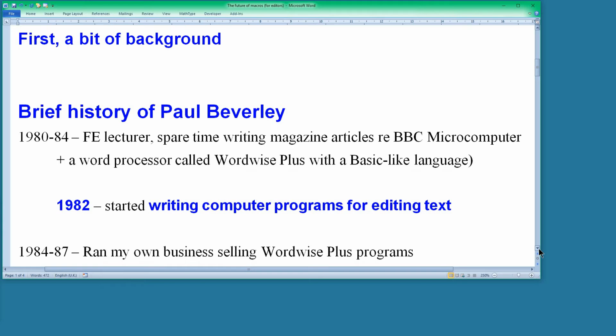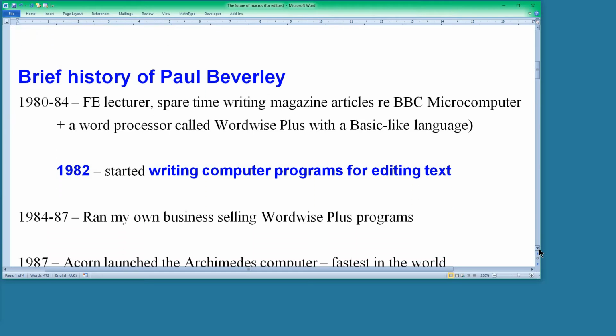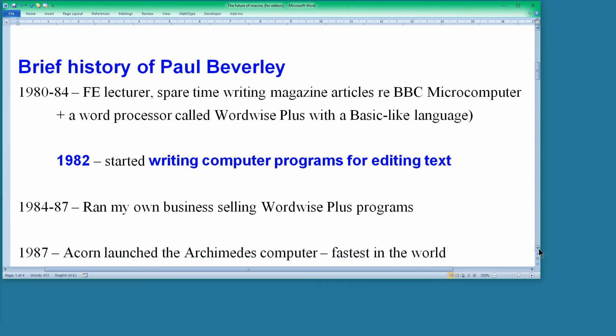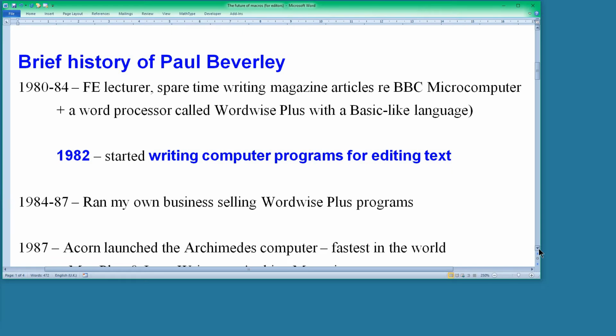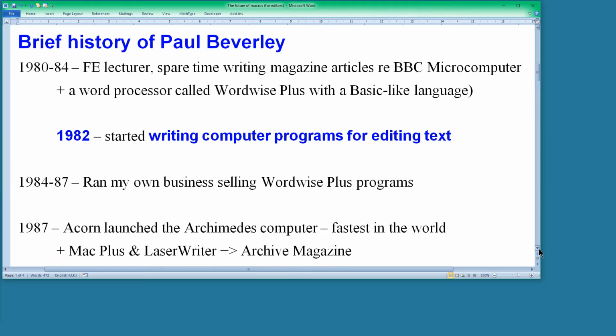Anyway, from 84 to 87 I ran my own business, having left the Further Education College, and I was actually selling programs written in the WordWise Plus language, which was fine, but that wasn't going to last forever. And in 1987 Acorn Computers launched the Archimedes, which at the time was the fastest microcomputer in the world. And I thought, oh, I've got to do something with this. And at that stage I had a Mac Plus and a LaserWriter 300 DPI printer. The Mac Plus had a 9-inch monochrome screen.